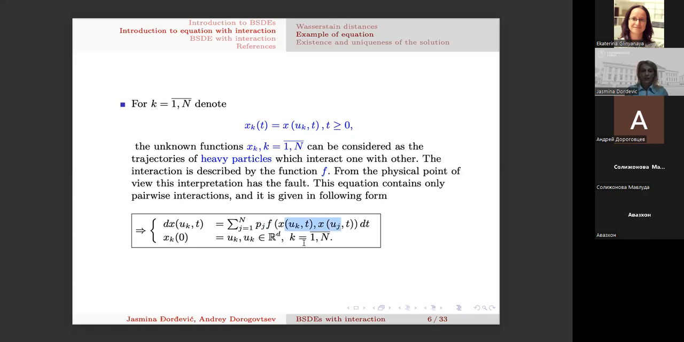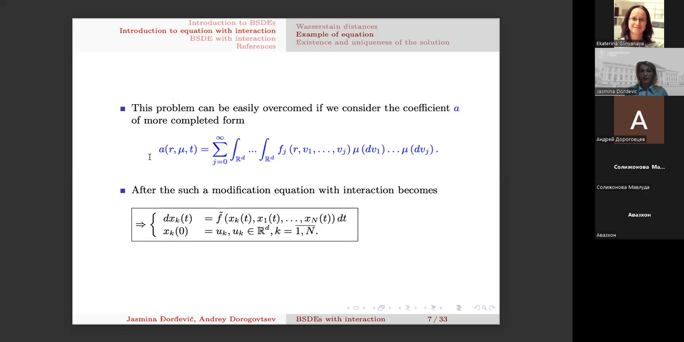But this is overcome by generalizing the drift coefficient. The drift coefficient A can be defined as a more complex function f, which contains all the interactions between all the particles, and it is given in this form. If we denote this with f tilde, then we have an SDE with interaction, which can describe all the interactions between these heavy particles, not only pairwise interactions.